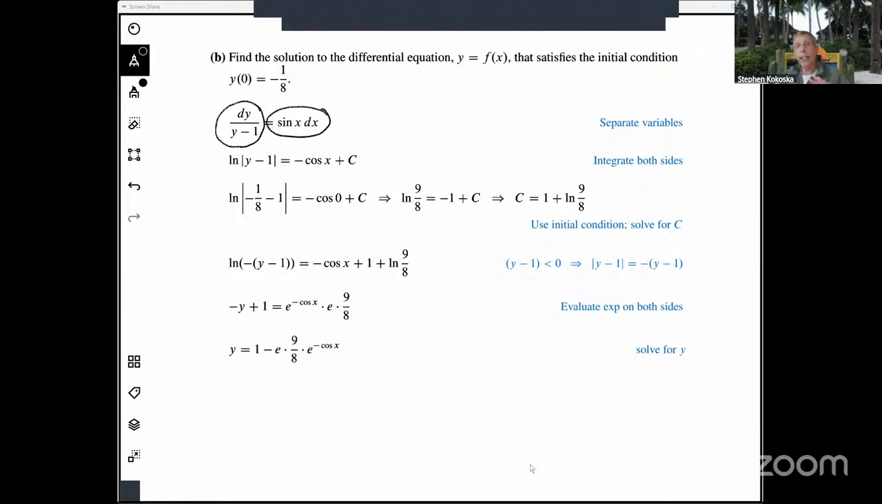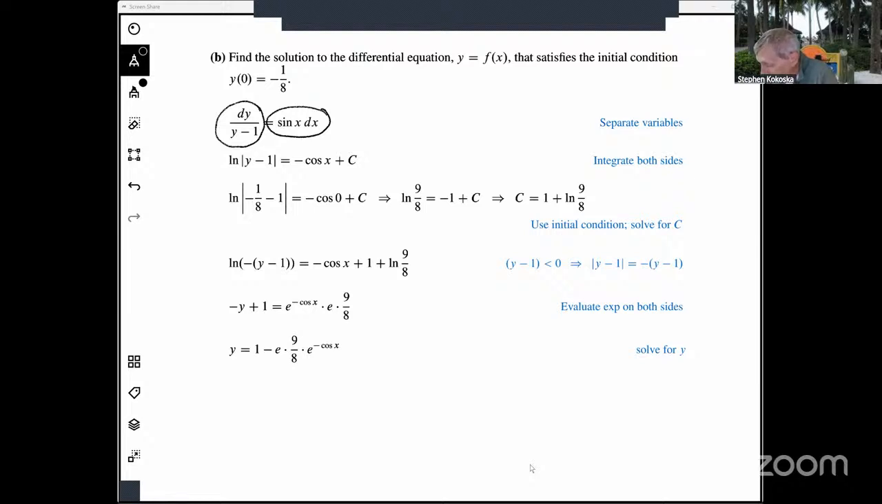There aren't any other constants hanging around, but I often get this question: if there is a constant, where do I put it? And the blunt answer is you put it wherever it makes sense, wherever it's the easiest, wherever it might help you find an antiderivative. That's the best that I can tell you. So, all right, we're going to take the integral of both sides, find an antiderivative.